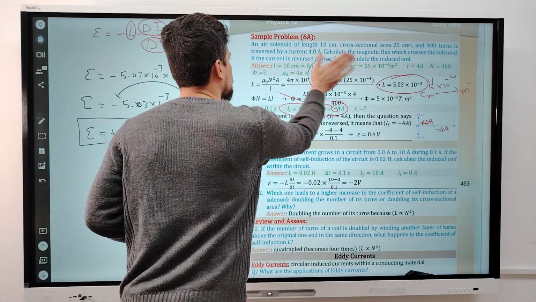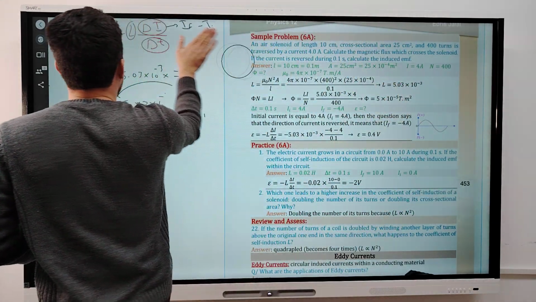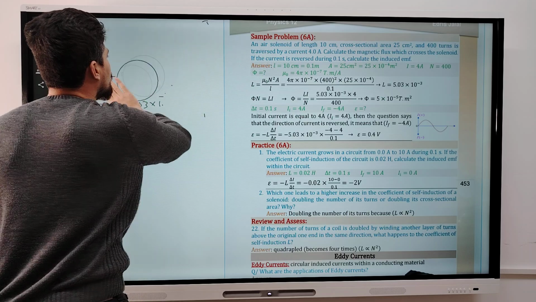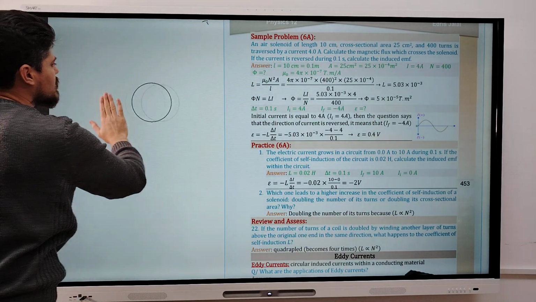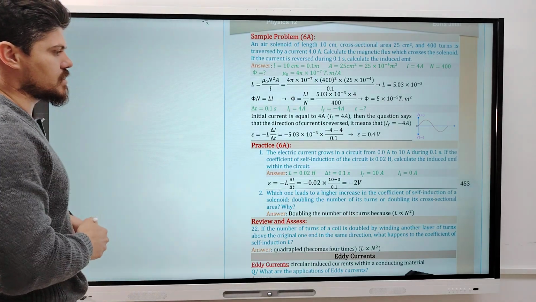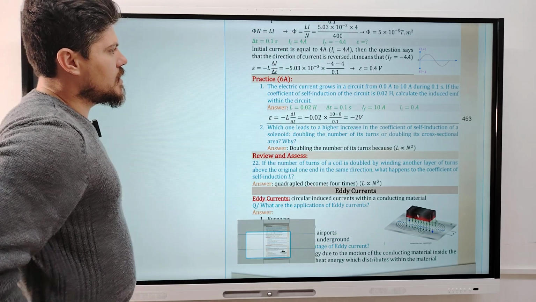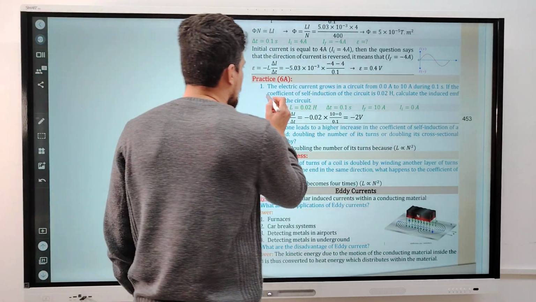This is a very good question, and this is a tricky question. Be careful, okay? Whenever the current changes or its direction changes, the magnetic field also changes, and the magnetic flux is produced and changes. Practice 6A, question 1, the easy question.